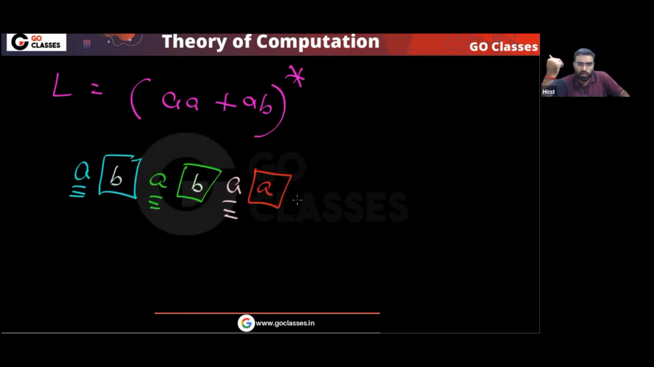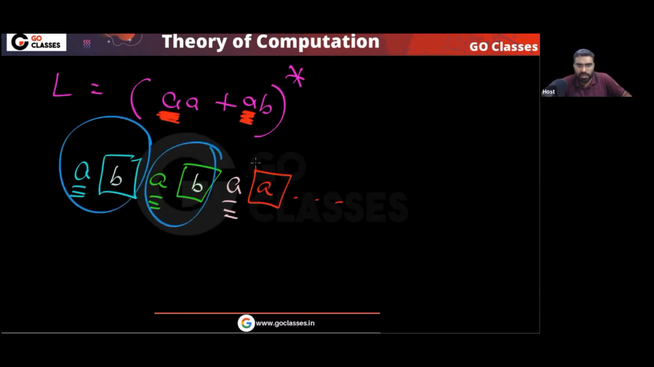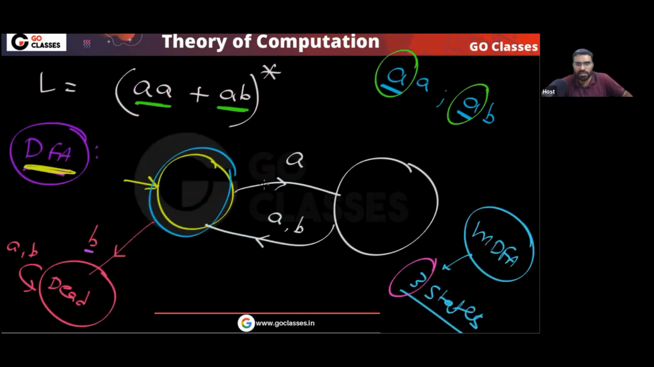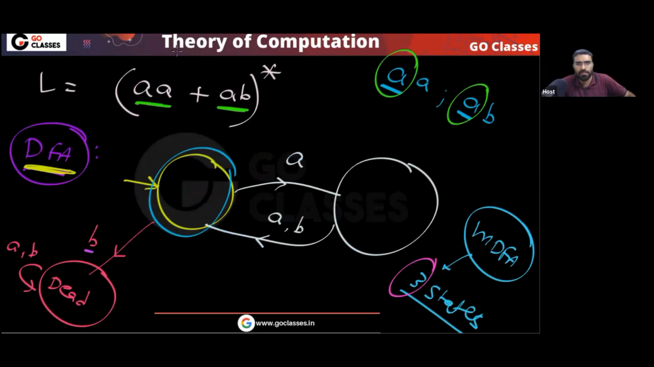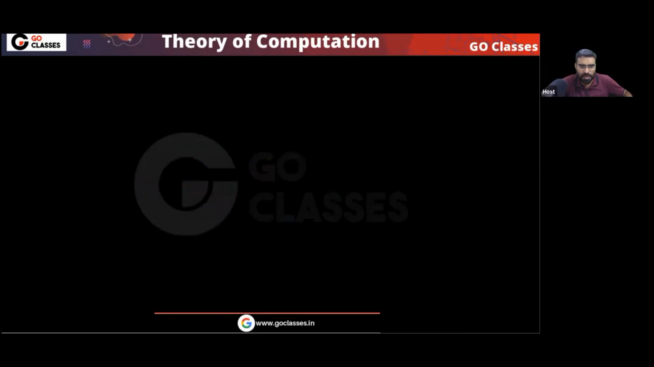So this is what is happening. The first symbol should be A, the second symbol can be A or B, and these things should repeat. Quite simple. So this is your DFA for this language. Very simple. Now let's move on.